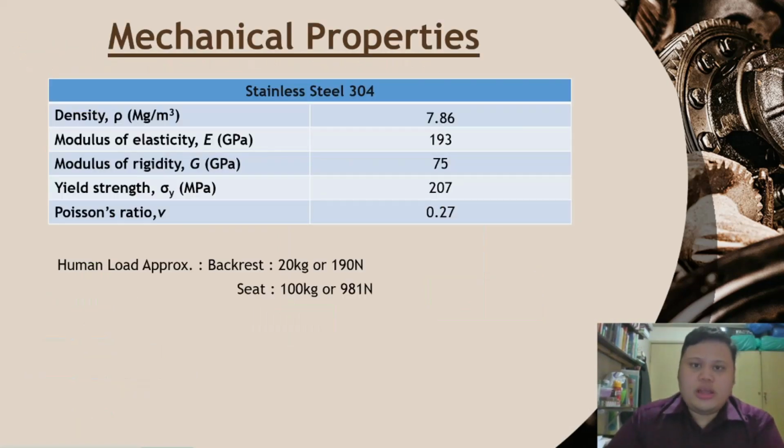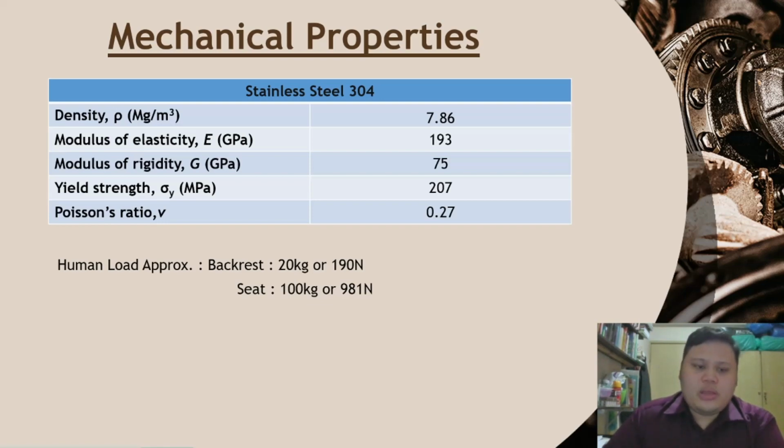Before we look at the dynamic simulation, let's take a look at the mechanical properties of the material, stainless steel 304. Stainless steel 304 is used as the input material in ANSYS before we do the simulation. The density of stainless steel 304 is 7.86 mg per meter cube. Modulus of elasticity is 193 gigapascal. Modulus of rigidity is 75 gigapascal. Yield strength is 207 megapascal and the Poisson ratio is 0.27.